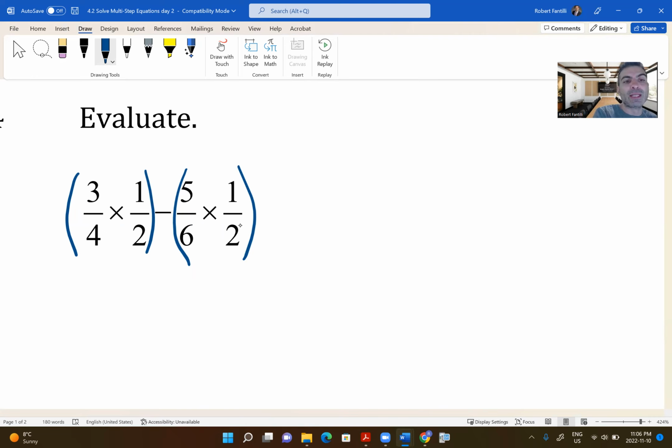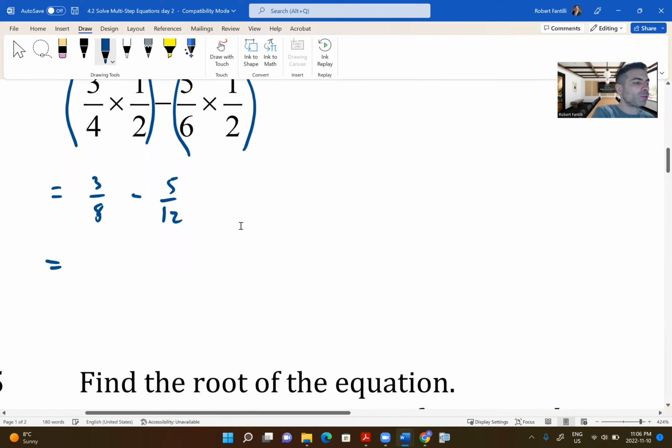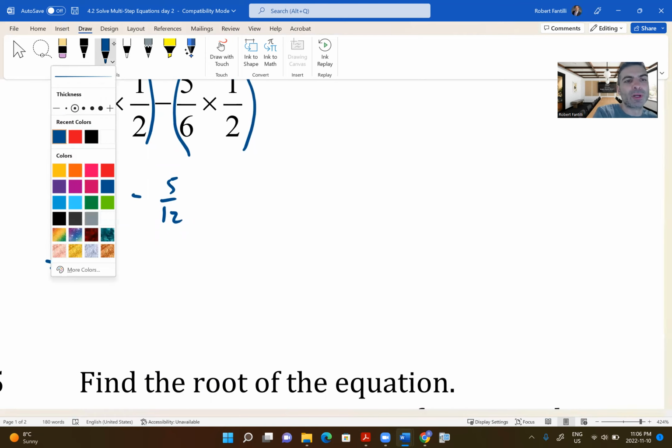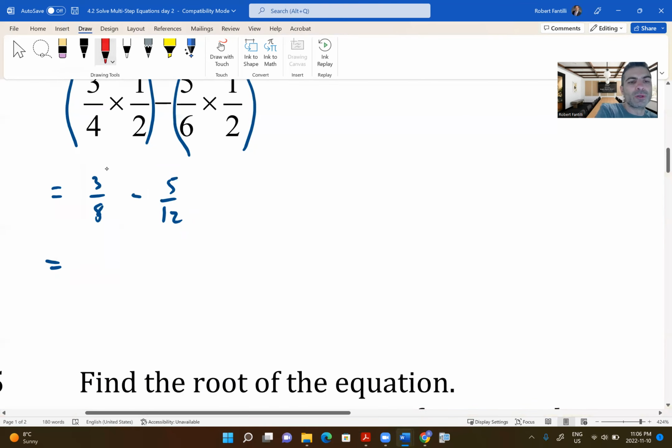All right, in that case, I go numerator times numerator and denominator times denominator. So I get 3 over 8 subtract 5 over 12. Okay. And now to do the proper subtraction, we need a common denominator. My common denominator is going to be 24. So I'll write that 24 and then 24.